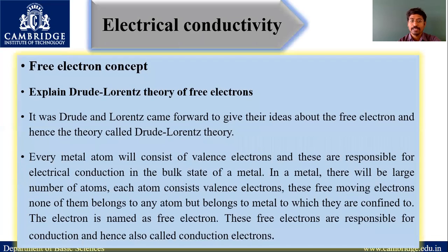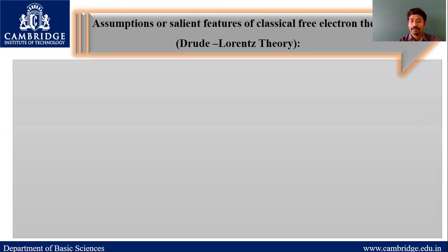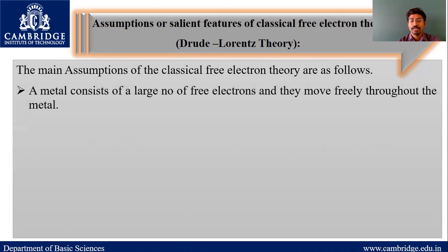Now we will study the classical free electron theory assumptions, given by the Drude-Lorentz theory. The first assumption is that a metal consists of a large number of free electrons, and they move freely throughout the metal. Here, imagination is important.